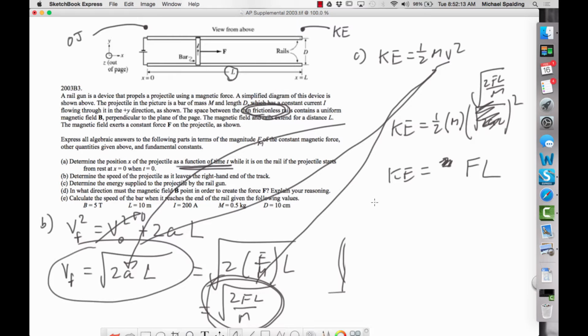By the way, what do you notice about this? F times L, that is what? That's the work equation. Remember, work goes into energy. The work done by the magnetic field equals the gain in energy of the bar.